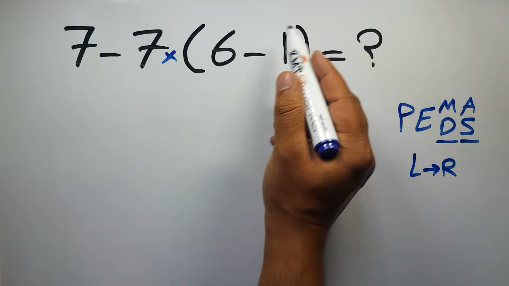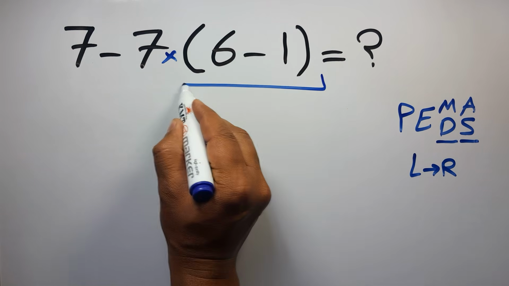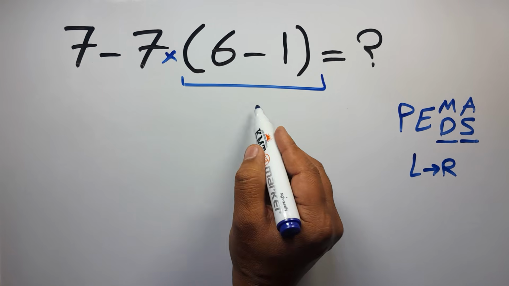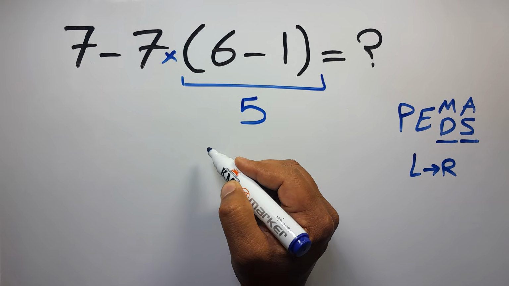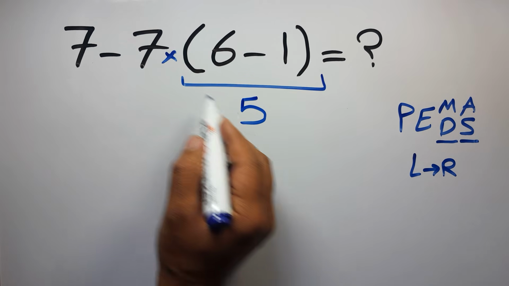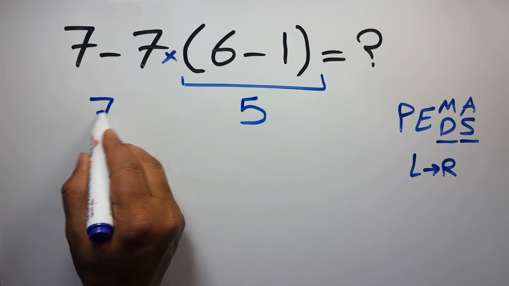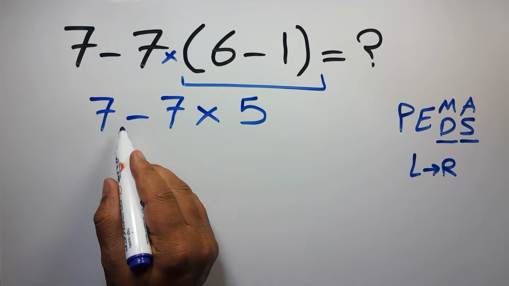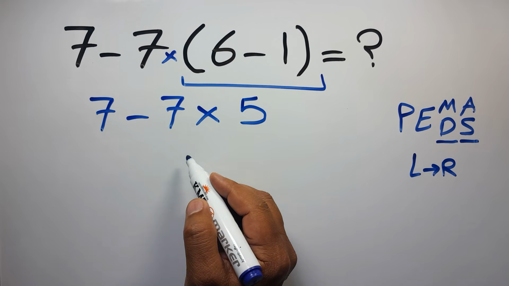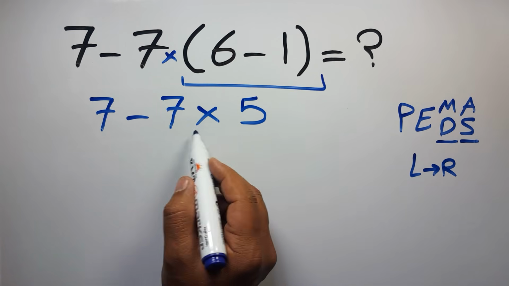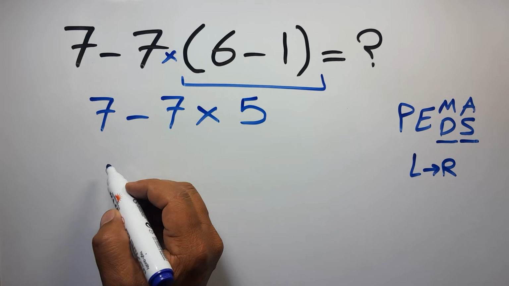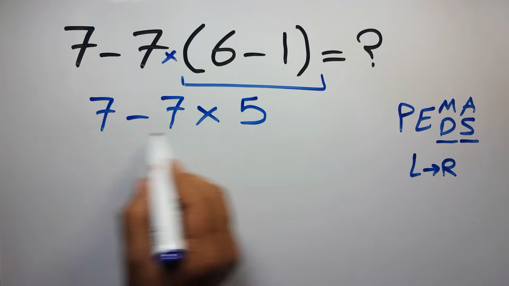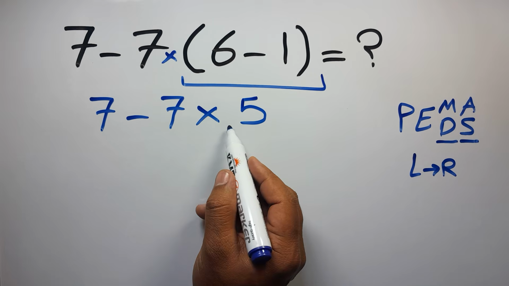So first we have to do this parenthesis. Inside this parenthesis we have 6 minus 1, which equals 5. So 7 minus 7 then times 5. Now we have one subtraction and one multiplication. According to the PEMDAS, multiplication has higher priority than subtraction because multiplication comes before subtraction. So here first we have to do this multiplication.